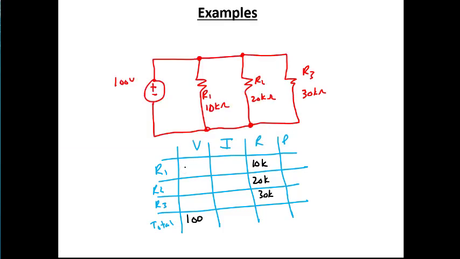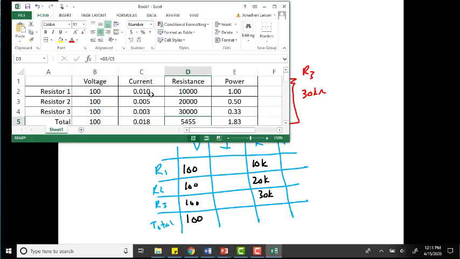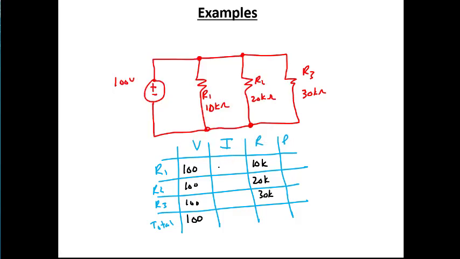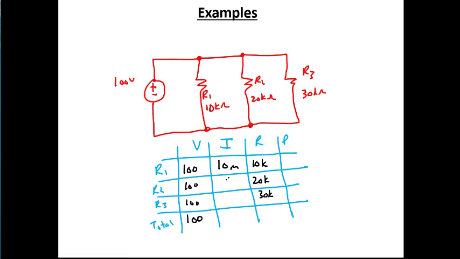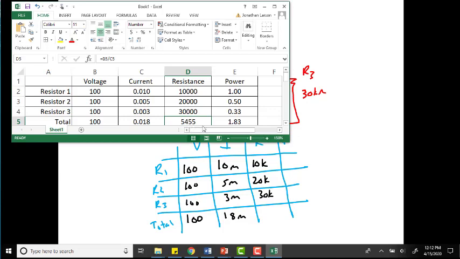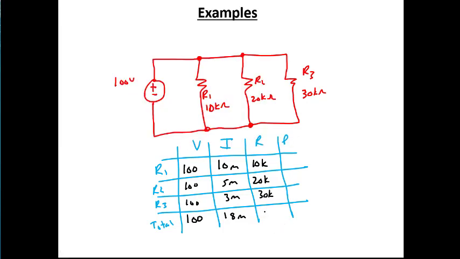So if I go over here, this was 100, 100, 100. And then if I grab my spreadsheet again, my currents, I have 10 milliamps, 5 milliamps, and 3 milliamps. So if I convert this to engineering notation, this would be 10 milliamps, 5 milliamps, 3 milliamps, and this is 18 milliamps. The resistance was 5,455, so that's going to be 5.46K if we round it.